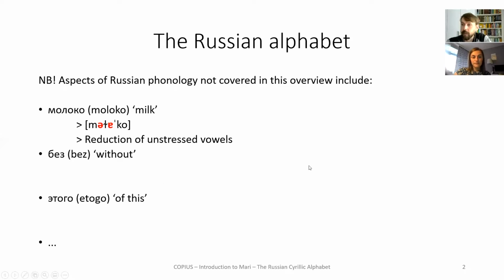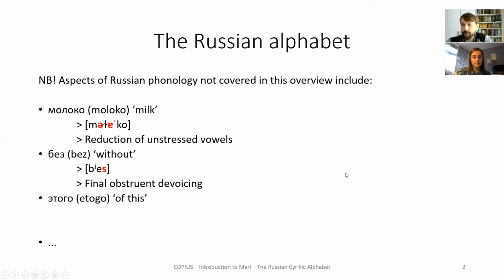Or the second word, Без. As you heard, the consonant at the end was not a voiced z, as is written here, but a voiceless s. This is final obstruent devoicing, also typical of Russian, but you don't have it in Mari, for example, so we're not discussing it now.